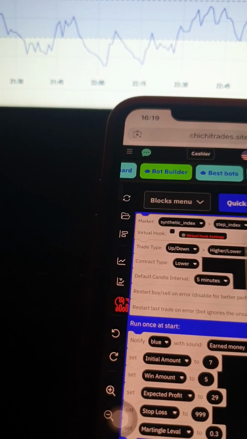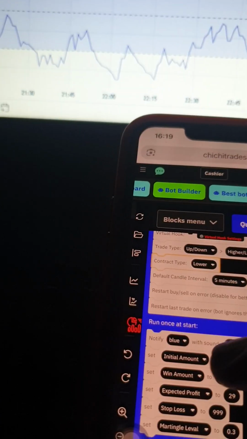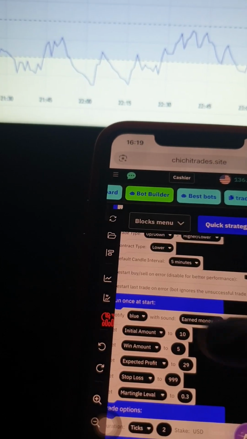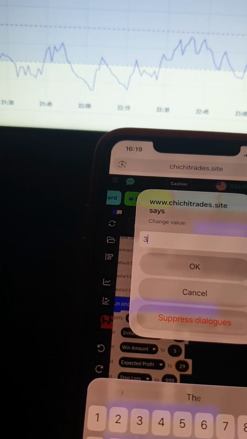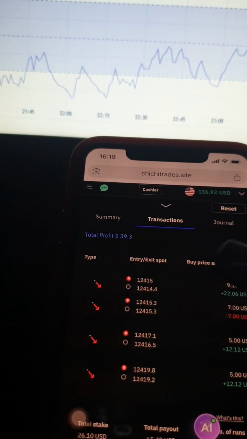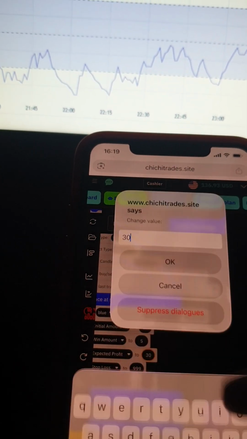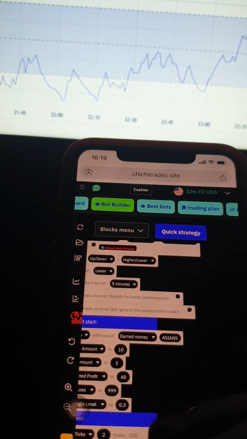So for 100 index, I'll come to the bot settings, then I'll set 100 index. It's a falling market, so lower. Then my stake, I'll increase my stake to $10. Then my take profit will be $30. That's okay for me. Actually, I'm going to set not 30 but 40 or 50, so that the bot cannot stop. Yeah, it will be something like 40.